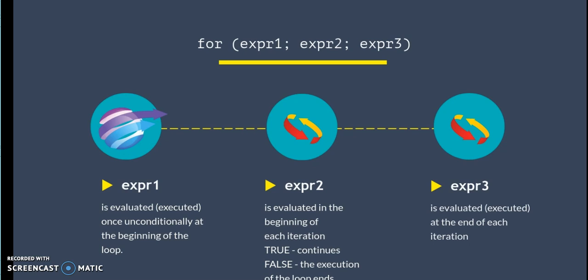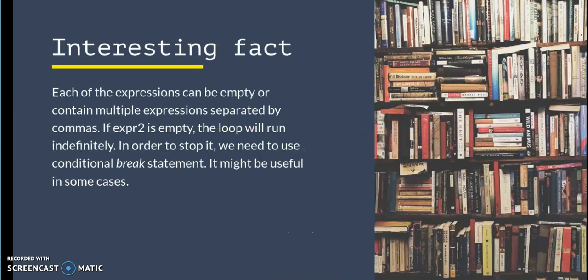The second expression is evaluated in the beginning of each iteration. If it's true, the loop continues to run. If it's false, the execution of the loop ends. Also it's called the test counter. And the last expression is executed at the end of each iteration, and it's called the iteration counter.